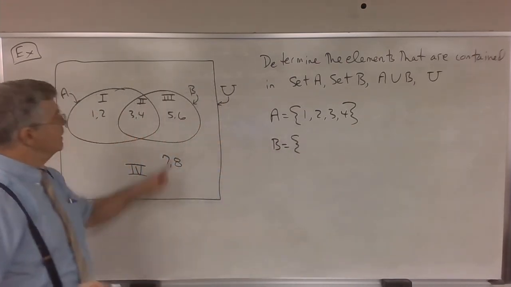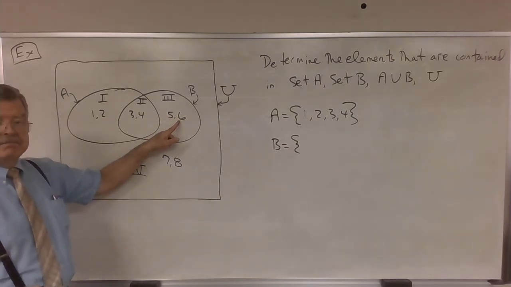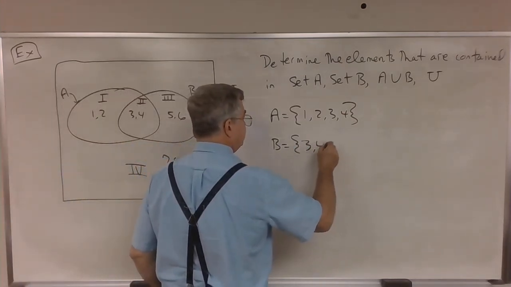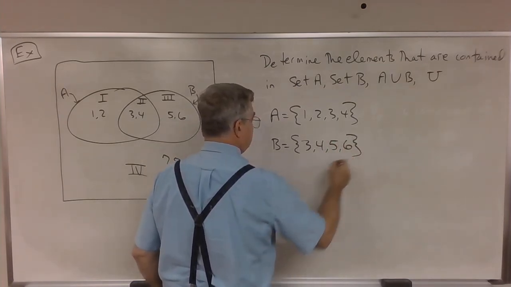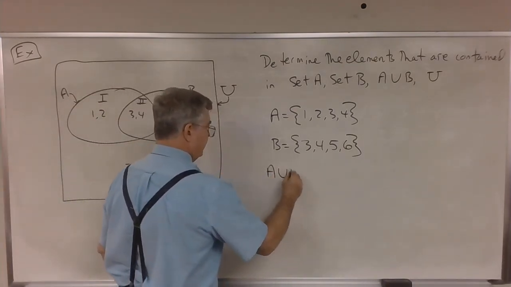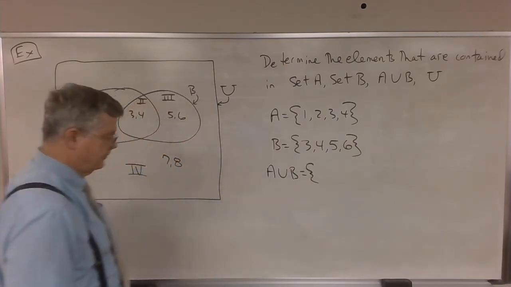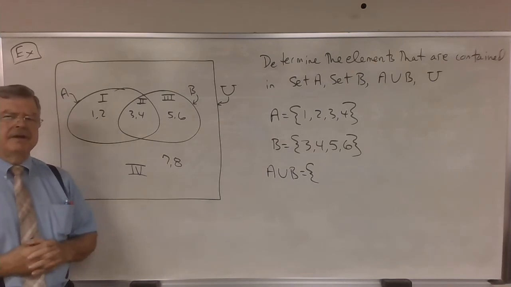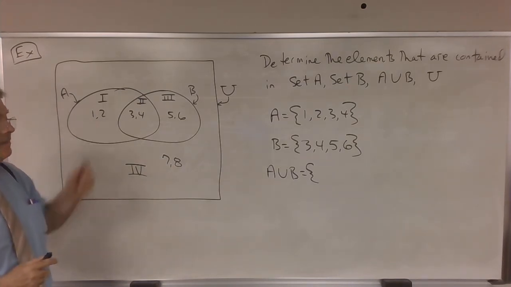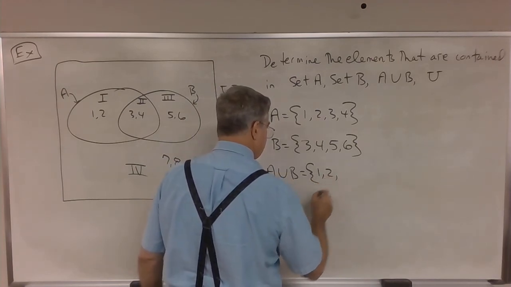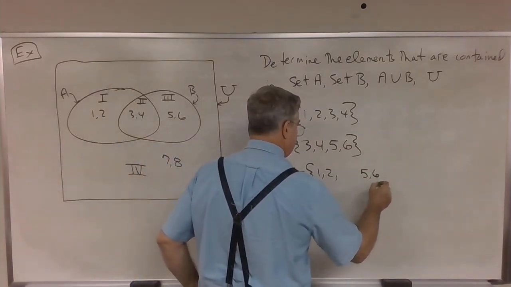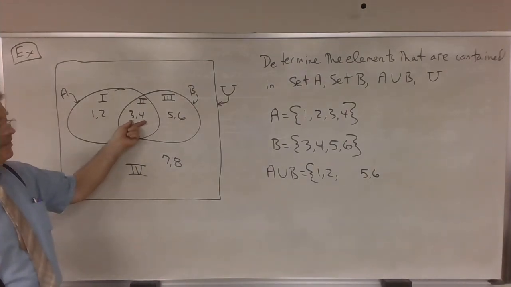Set B. 5 and 6 are contained in set B. Any other elements? 3, 4? Sure. 3, 4, 5, 6. And then it asks for A union B. There are a couple of ways that we can look at this. A union B is the set of all elements that are contained in A, or B, or both A and B.